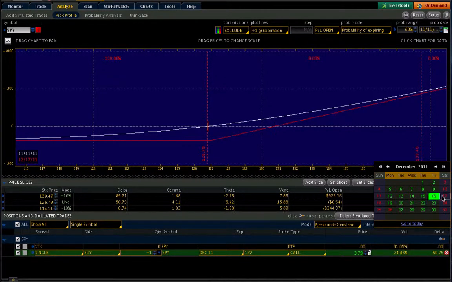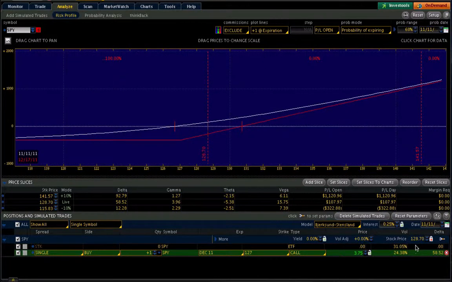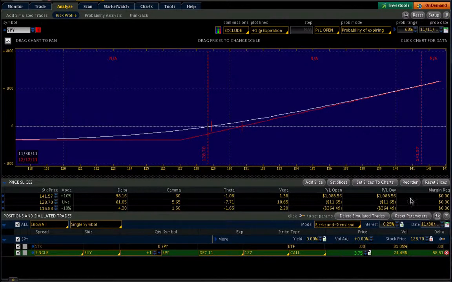It actually expires the next day, but we can't trade on Saturday, so that's why that is. Now, as the stock goes up, the value of that option will go up. So if we go down here to the wrench, let's say we think it's going to reach 128. Let's say it takes till the end of the month to do that. So we go down here to the 11:30. As you can see, we're losing money.